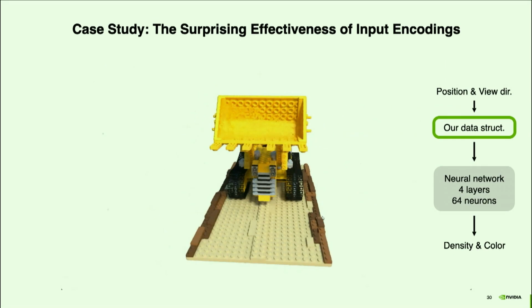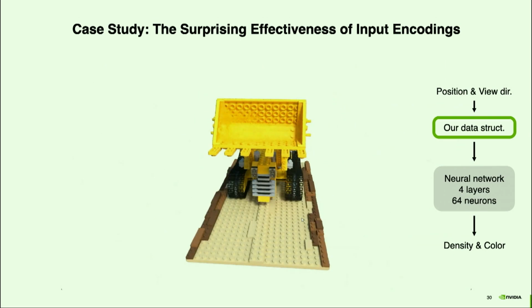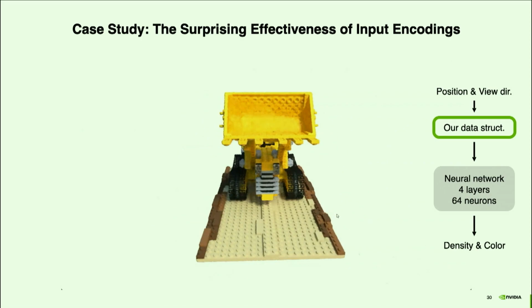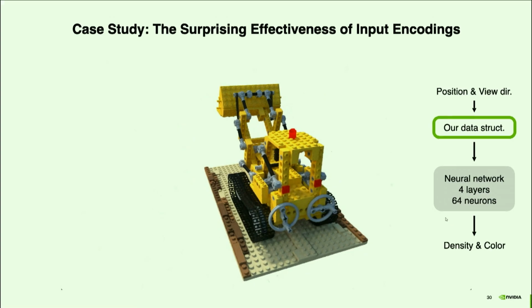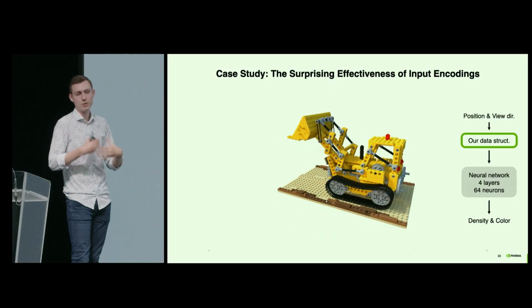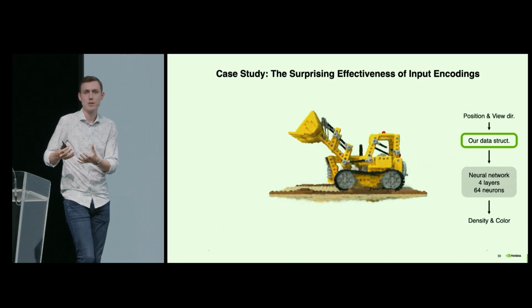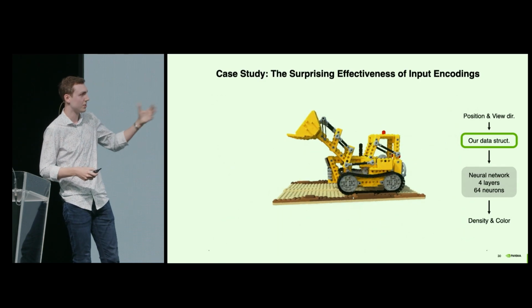It converges to a better quality. And I've been a bit sneaky. I also made the neural network smaller. So it's now only 4 layers instead of 10. It's 64 neurons instead of 128. And that's because this data structure actually takes on part of the learning task. And so the neural network doesn't need to be as big in order to have the same approximation quality. And that gives you this additional speed bonus.